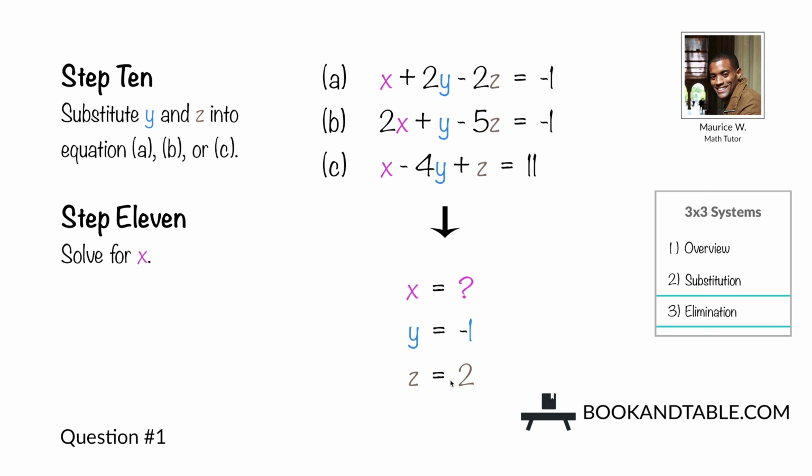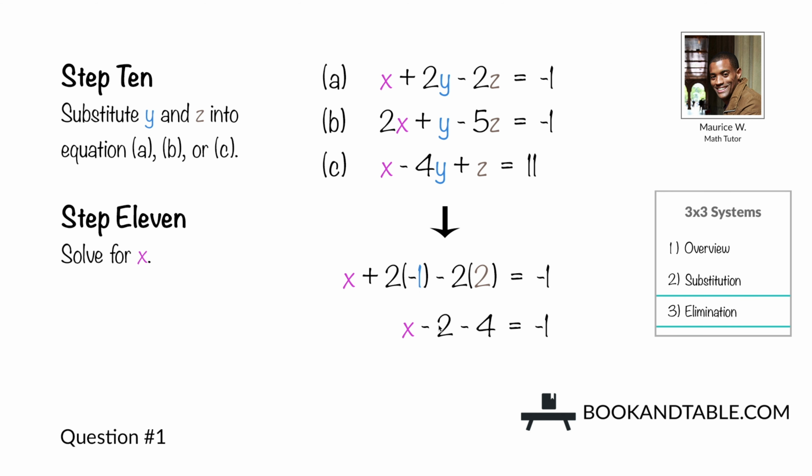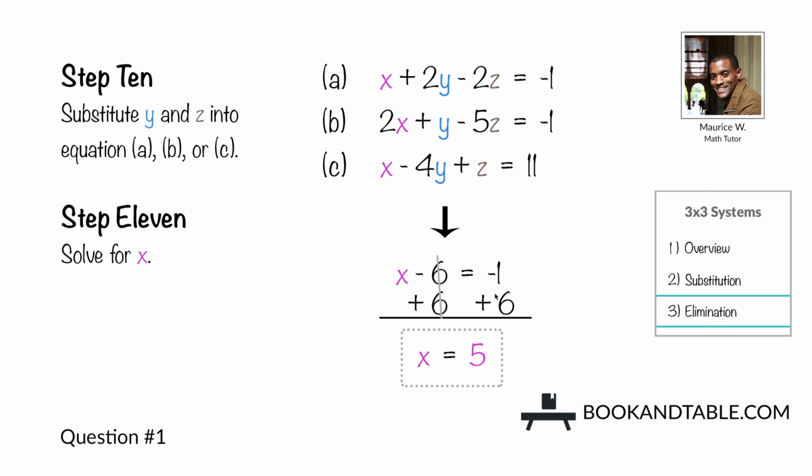So step 10, substitute y and z into equation A or B or C. And then step 11, solve for x. So if you chose to plug y and z into A, that would give you x plus 2 times negative 1, which is negative 2, minus 2 times 2, which is negative 4. Negative 2 minus 4 is negative 6. So we get x minus 6 is equal to negative 1 for equation A. And now we add 6 to both sides, showing us that x is equal to positive 5.